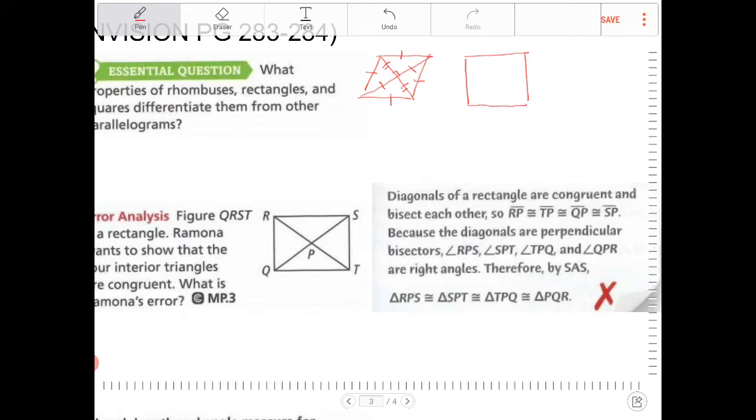A square is also a rhombus. So if it's a rhombus, it is also inherently a parallelogram as well. But not only are the diagonals perpendicular bisectors of one another, they are also congruent. So if that's the case, then all four angles are going to be 90 degrees, and all sides are going to be the same length.